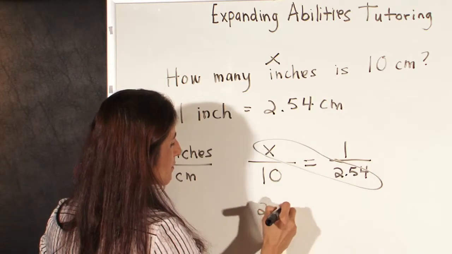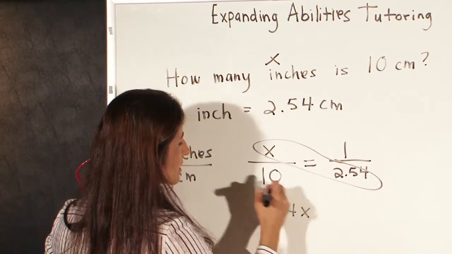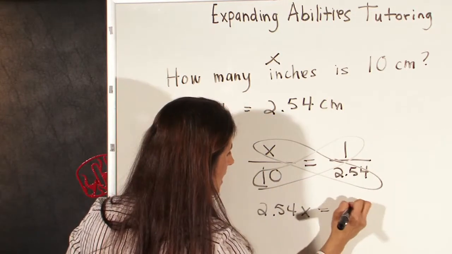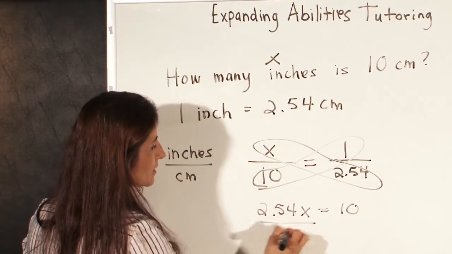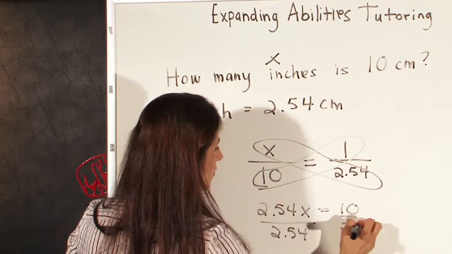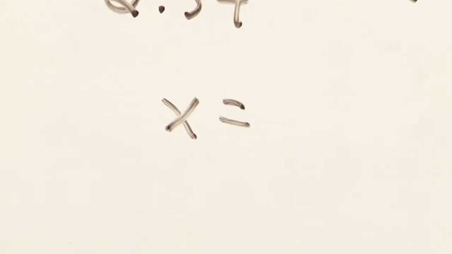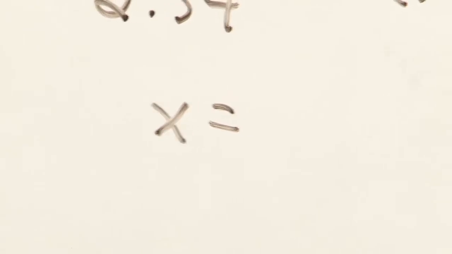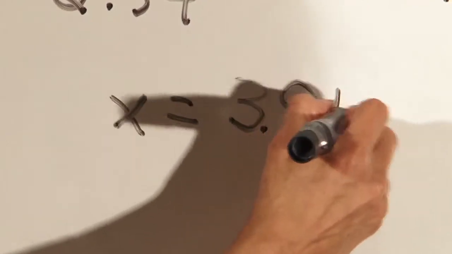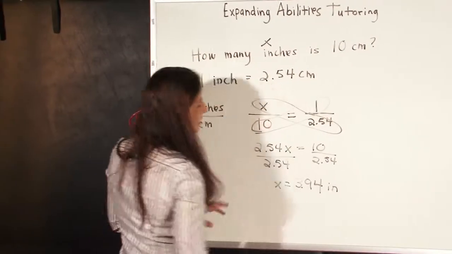I get 2.54x, and then 10 times 1 is equal to 10. And simply dividing both sides by 2.54, I could plug that into my calculator. 3.94 inches.